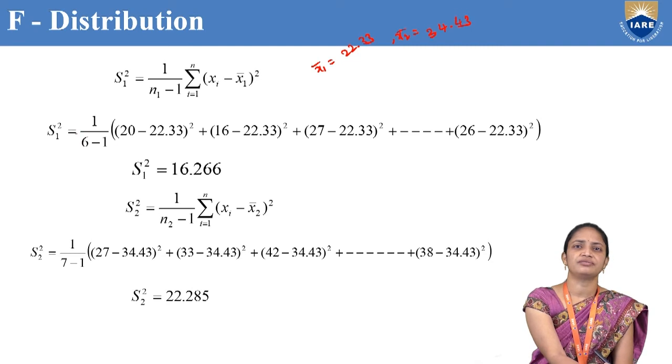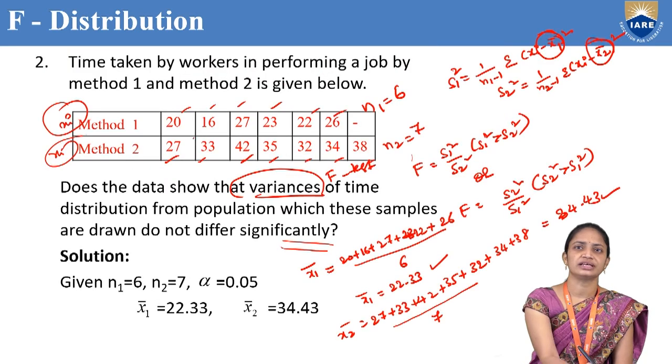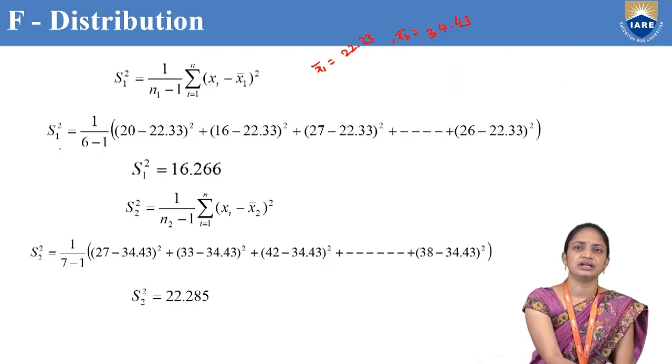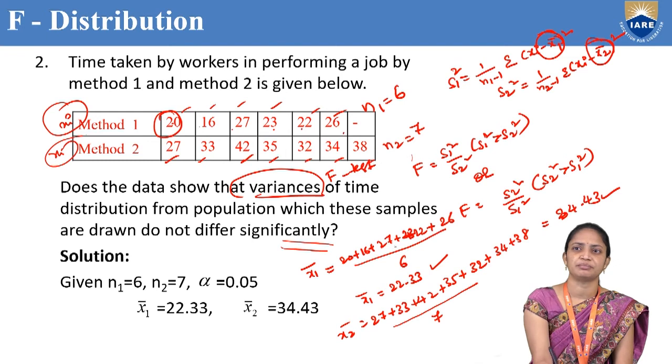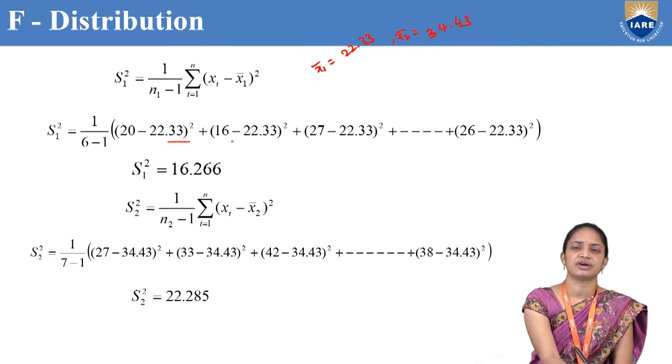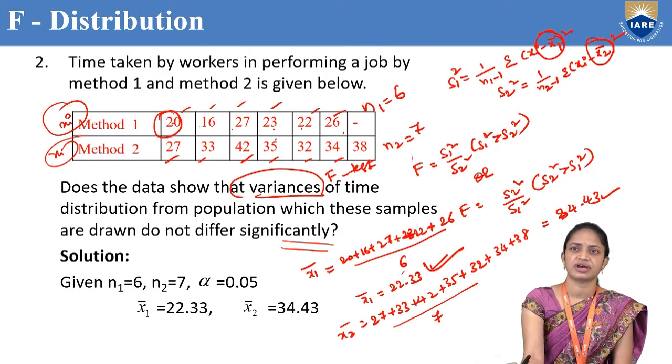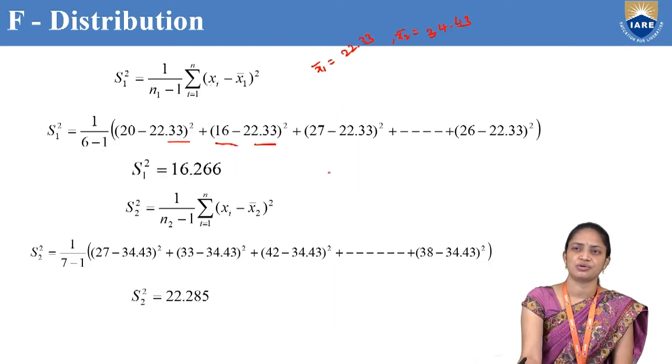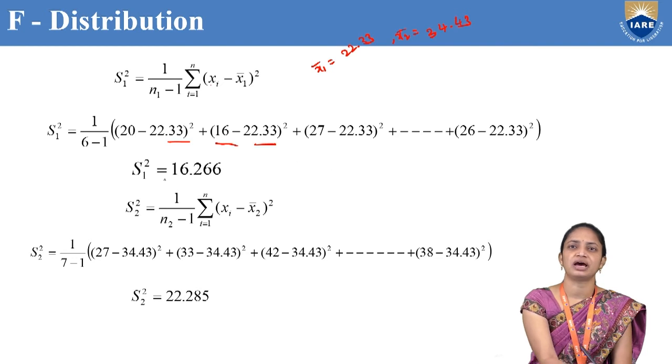1 by N1 value, that is 6 minus 1, summation Xi minus X1 bar whole square. These are all the Xi values: 20, 16, 27, 23, 22, 26. So we write 20 minus X1 bar, where X1 bar is 22.33. So 20 minus 22.33 whole square plus 16 minus 22.33 whole square plus 27 minus 22.33 whole square plus 22 minus 22.33 whole square plus 26 minus 22.33 whole square. Substituting all these values in the formula, after calculation we get S1 square as 16.266. Okay, next S2 square.